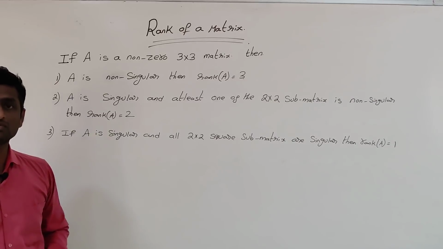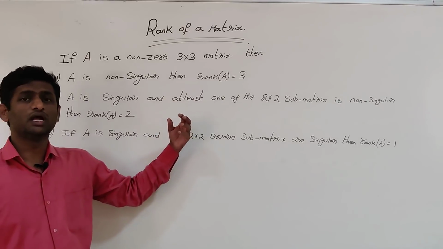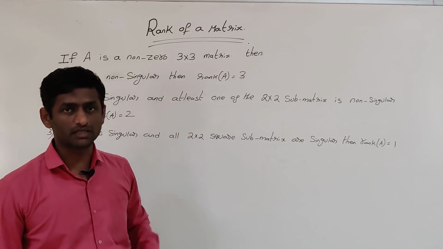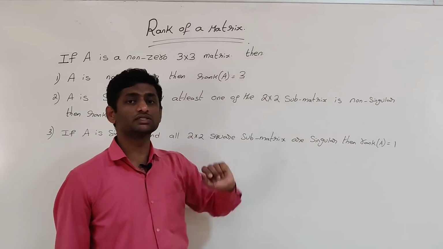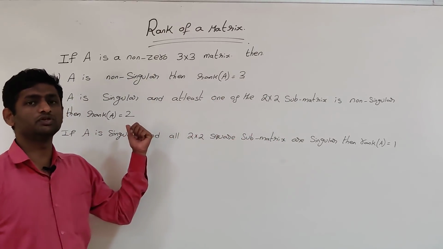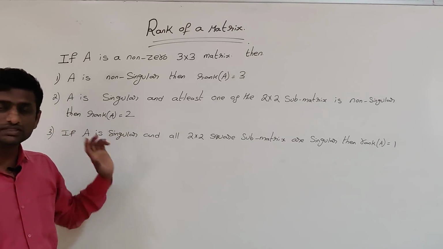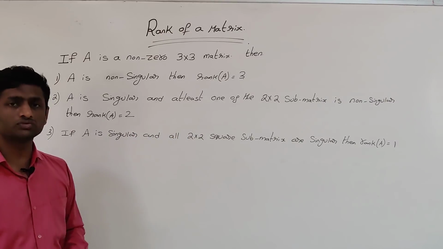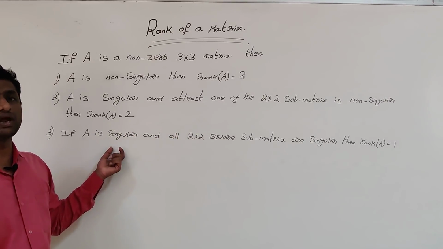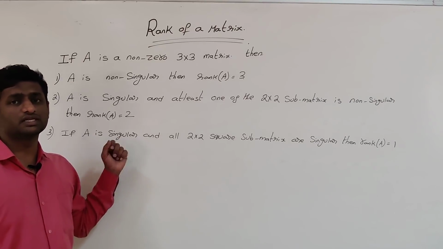If A is a singular matrix, means if its determinant is 0, then we have to go for 2 by 2 square submatrices. And if at least one of the 2 by 2 submatrices is non-singular, then the rank will be 2. Then if A is singular and all 2 by 2 square submatrices are also singular, then the rank of the matrix will be 1. And we have seen one example also.